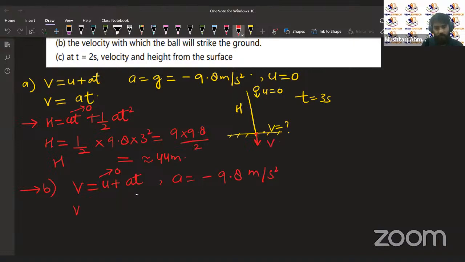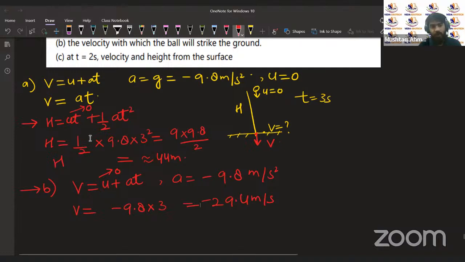So we can write v as minus 9.8, and the time taken by this ball to strike the ground is 3. So 3 into 8 is 24, plus 27 in total, so it will be 29.4 meter per second. This is the velocity with which this ball will strike the ground. It will actually be minus, and the minus sign signifies that the direction of this velocity is along the negative y direction. So the speed of this particle when it strikes the ground is 29.4 meter per second.